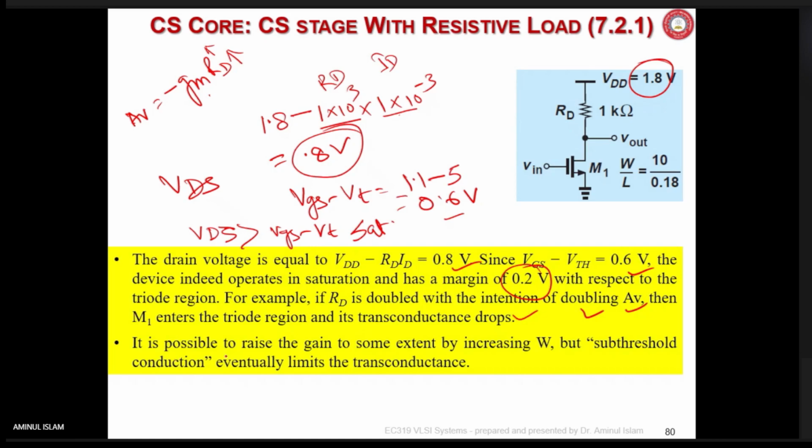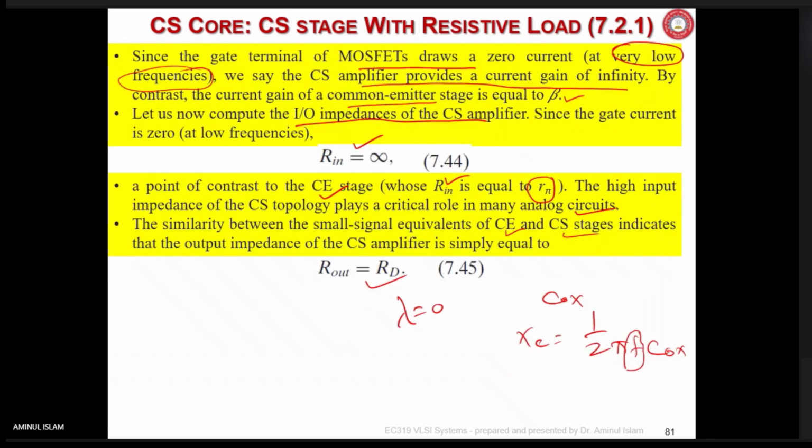Okay. It is possible to raise the gain to some extent by increasing W, but subthreshold conduction eventually limits the transconductance. So all these critical things are there. The gate terminal of the MOSFET draws zero current at very low frequencies. I mean, maybe analog circuits, not for RF circuits.